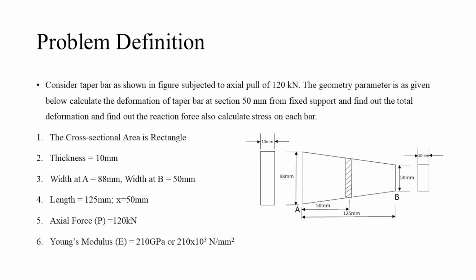The problem is as follows. A tapered bar of given dimension is subject to axial tension with the material properties mentioned. The objective is to find the total deformation of the bar and deformation at the section at 50 from the fixed support. Also find the stresses in the bar.